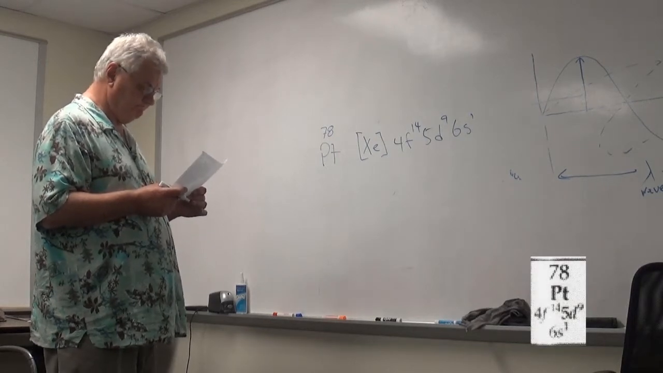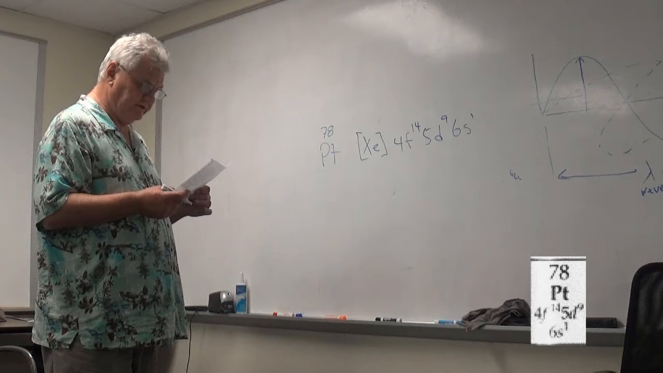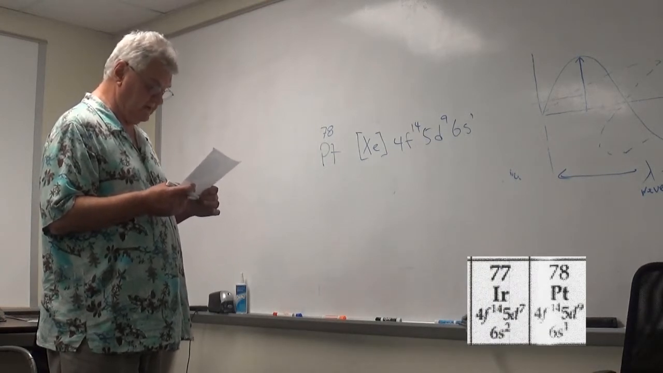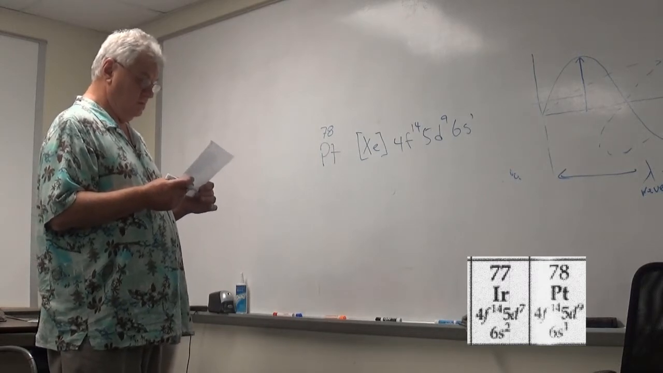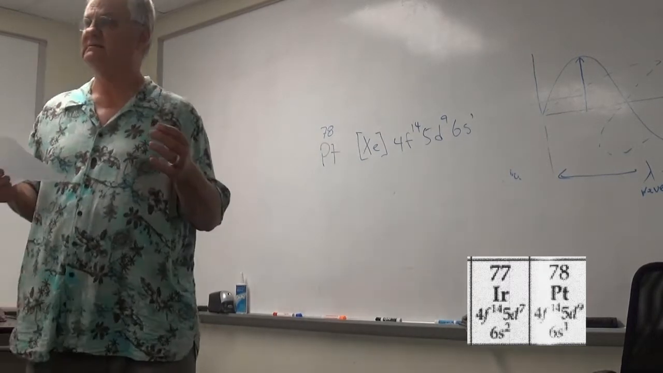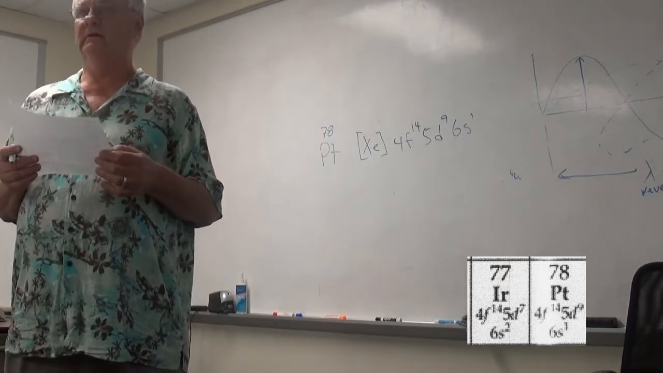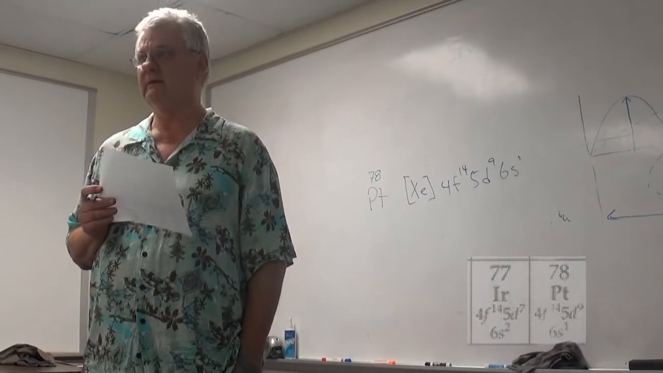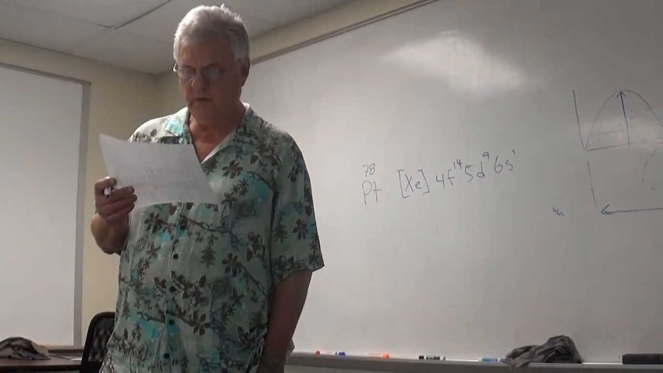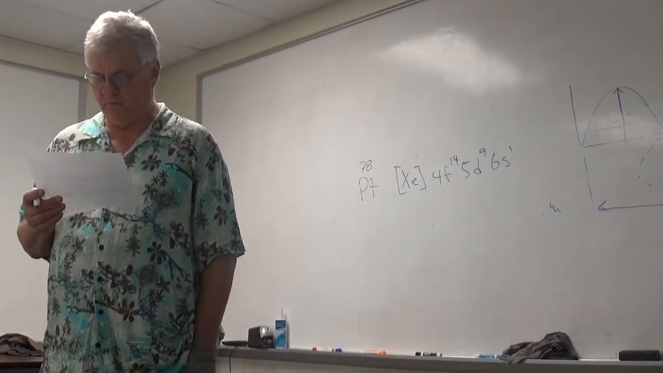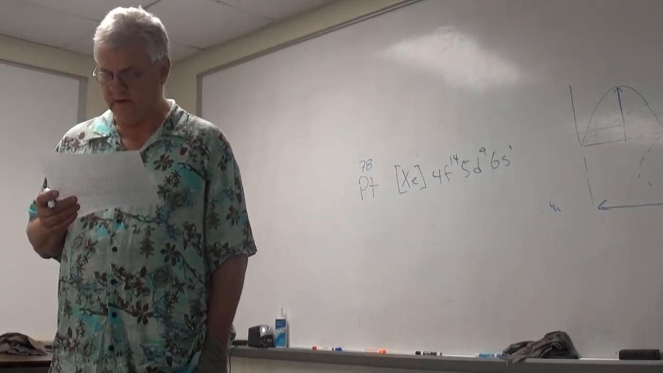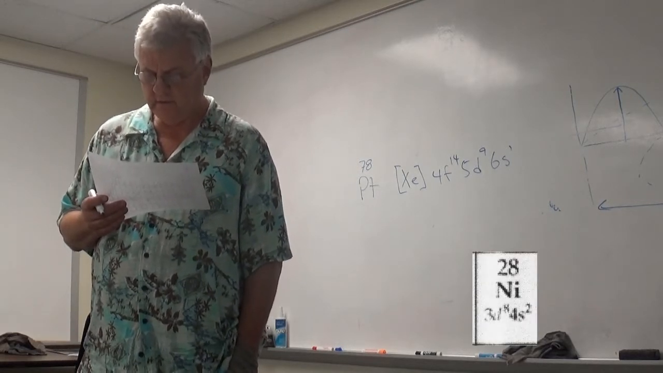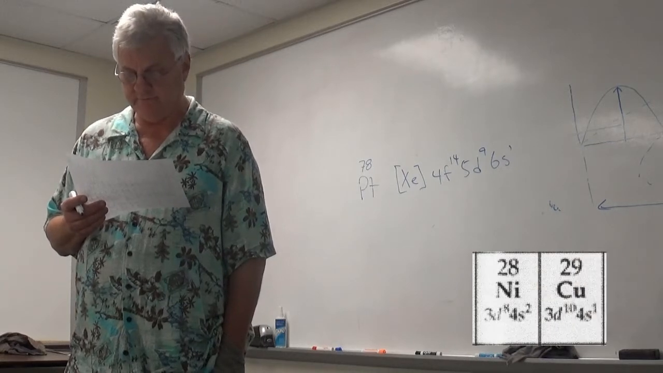And notice that platinum is a little unusual. If you look at the preceding iridium, it's 4F14, 5D7, 6S2. And they do magnetic studies on these elements to see if you have an unpaired electron that can result in a magnetic moment and so on. Let me just point out some glitches on the periodic table. Look at nickel 28, and then look at copper 29.